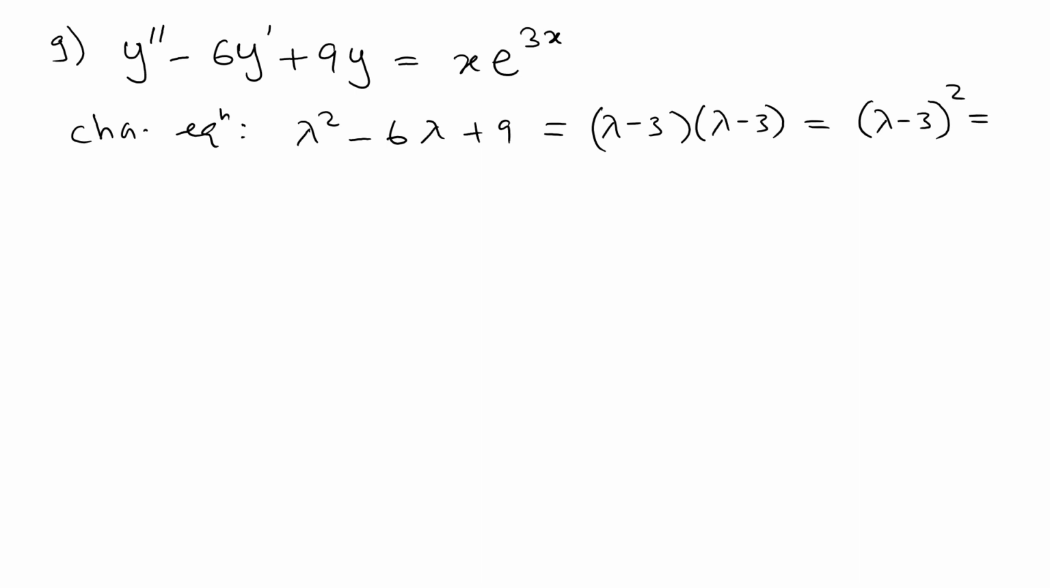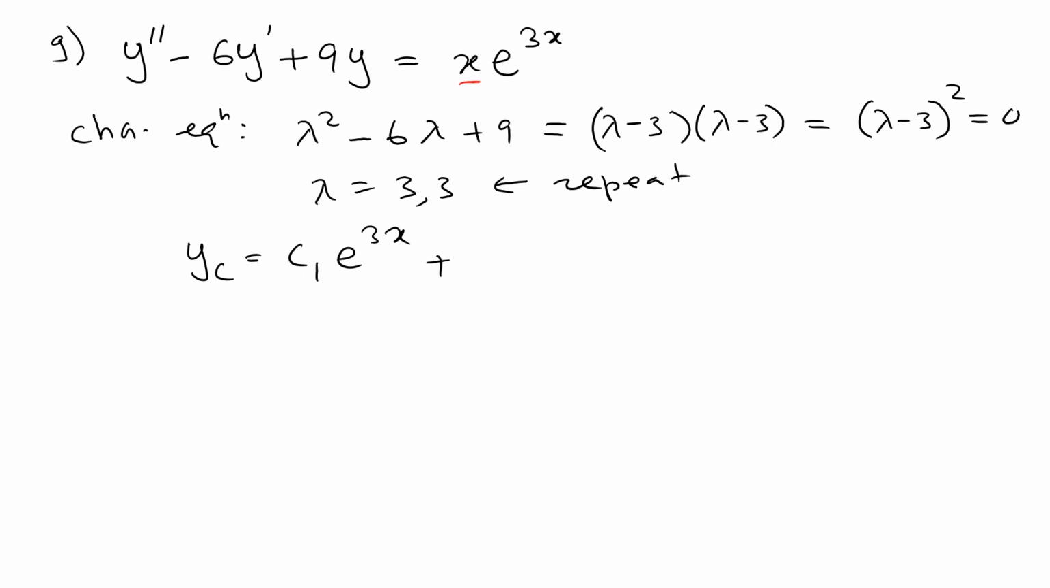So when you set it equal to 0, you can see that lambda is going to be 3 and 3. So it's a repeat. When you see the repeat, that's the situation where we add an extra independent variable. So that means your yc now is c1 e to the 3x. Assume x is the independent variable here, that we know. And then for the second term, we get c2 x e to the 3x, because we need an extra x here.